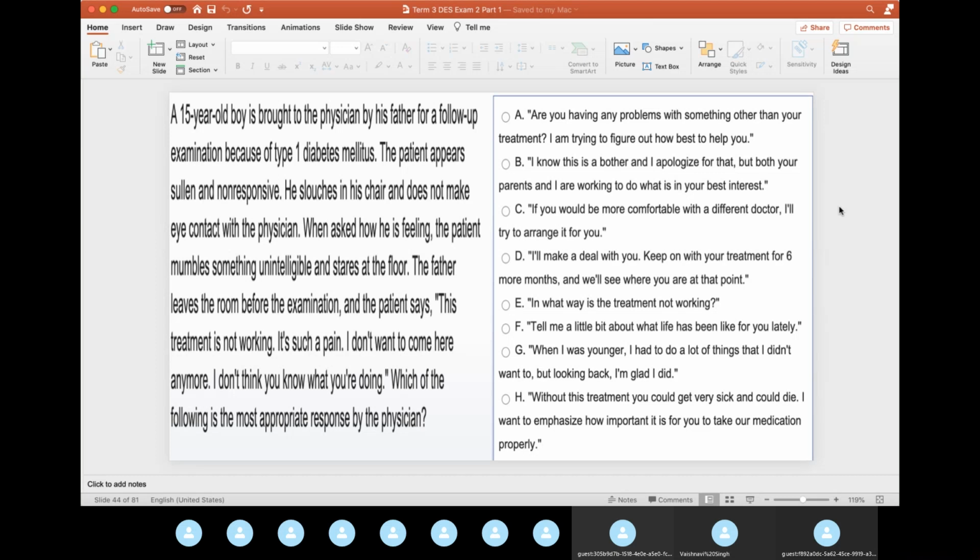E? E as in egg? Yeah. Oh, in what way is the treatment not working? Why do you think it's E? Because you want to know what about the treatment the patient is having issues with. Exactly, because they're non-compliant with the treatment, right? So you need to know more info. You need to elicit more info from the patient. That's always a good approach. Any other answers?